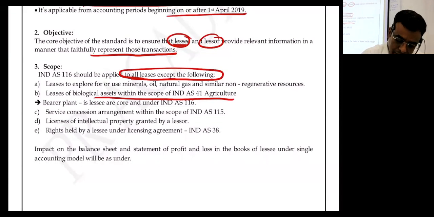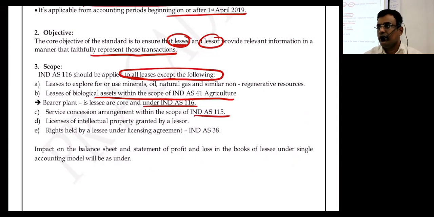Bearer plant is a lease covered under IND AS 116. Okay. Bearer plant is covered here. Yes or no? Service concession arrangements within the scope of IND AS 115. I hope you know now. Without handling 115, I can't handle this, because you know Appendix D of IND AS 115, grantor. Yes or no? Yesterday only we discussed.